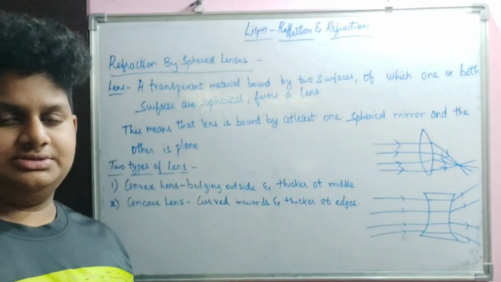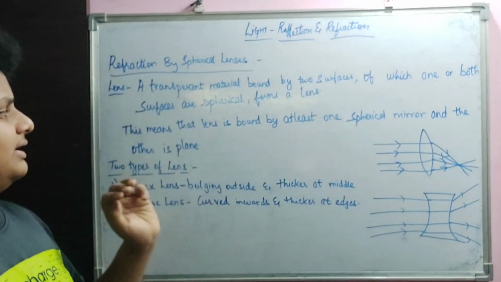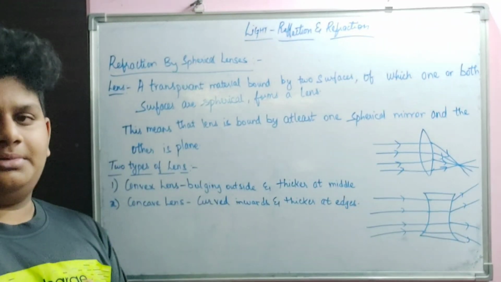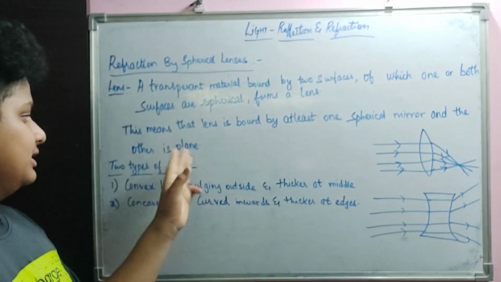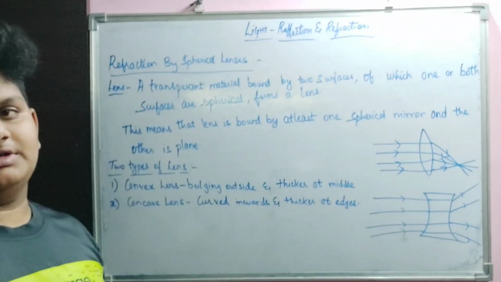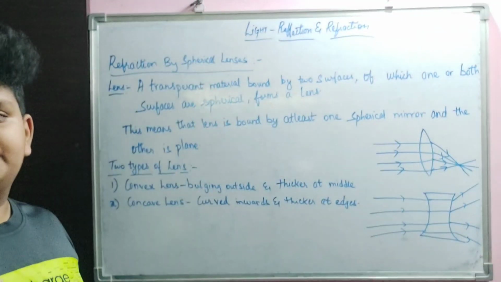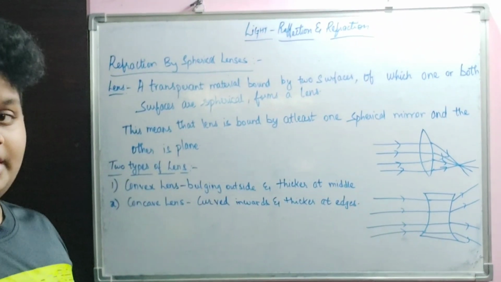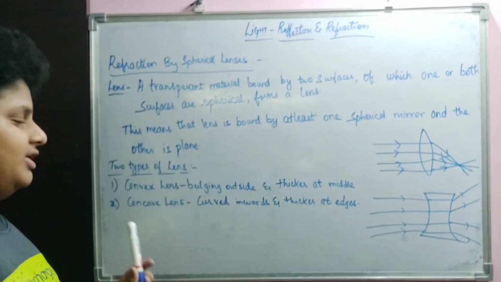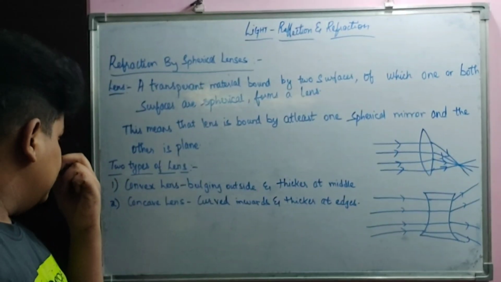This means that a lens is bound by at least one spherical surface, as I told you, and the other is a plane. If it is bound by one spherical surface, the other one is a plane. Now there are two types of lenses. One is convex lens and another one is concave lens.